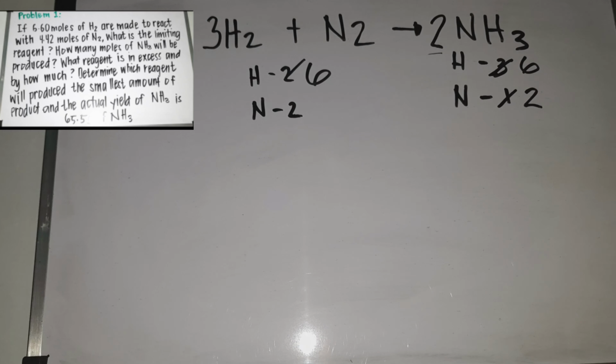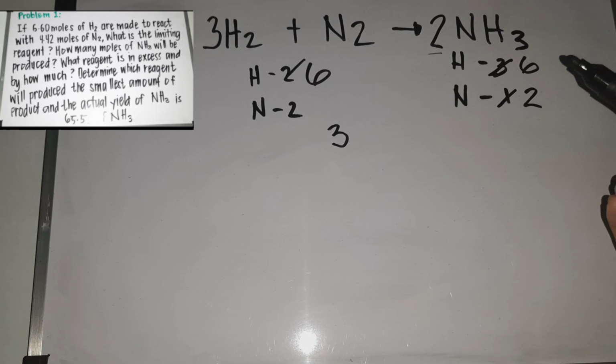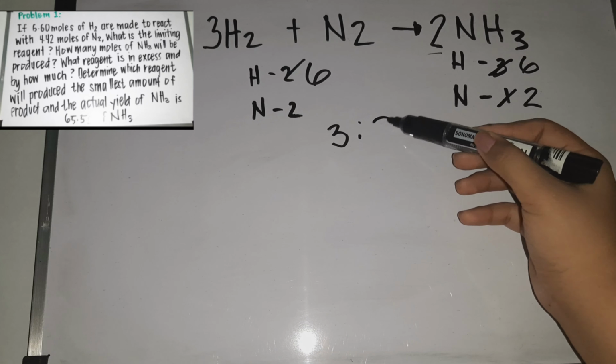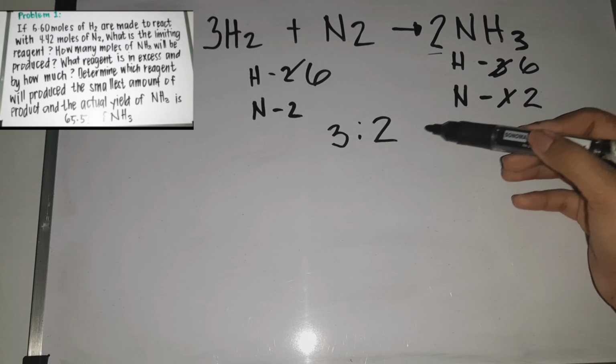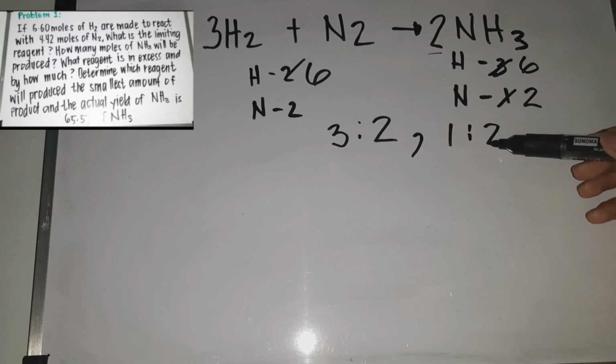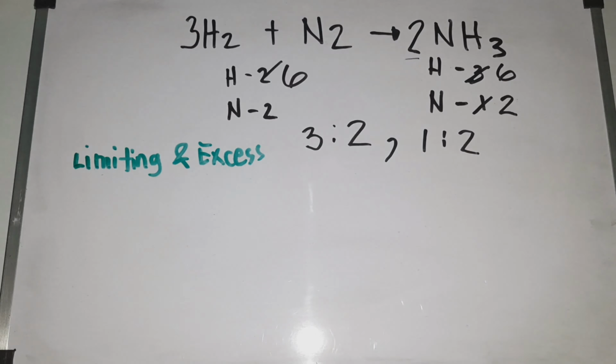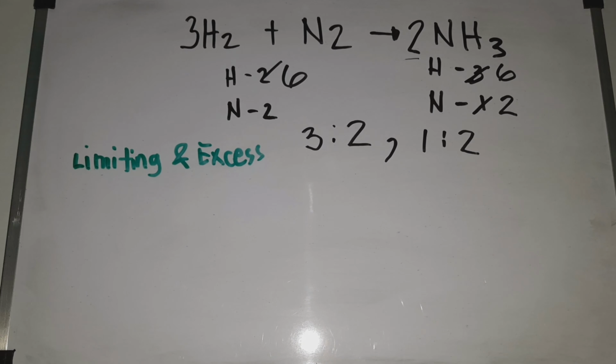It is important to balance the equation for us to find the ratio. Therefore, for every 3 H2 we will have 2 NH3, and for every 1 N2 we have 2 NH3. The ratio is important in solving the limiting and excess reagent. Okay, so let's start finding the limiting and excess reagent. First, let's solve for the H2.